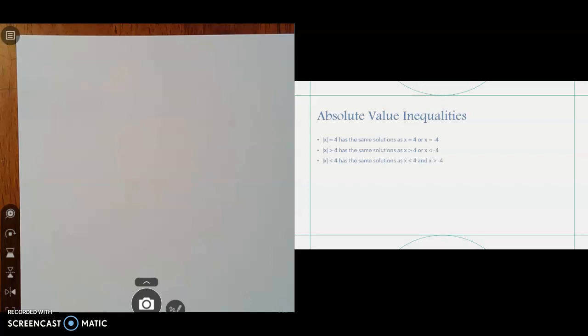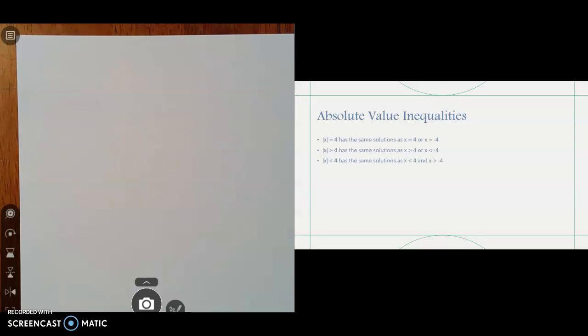What if the absolute value of x is greater than 4? So the distance from 0 is more than 4. Well, x could be greater than 4: 4 or 5 or 6 or 7, or x could be less than negative 4. It could be negative 4, negative 5, negative 6, negative 7. It could be those larger negative numbers to have a bigger absolute value.